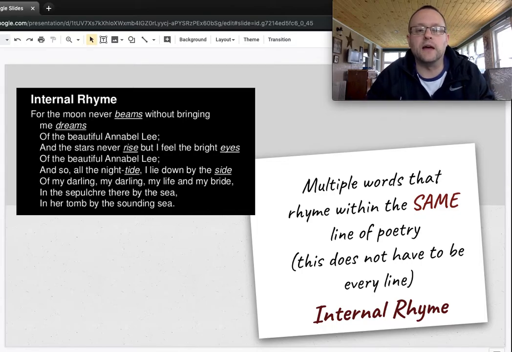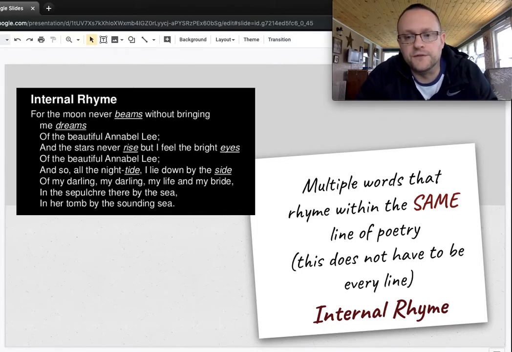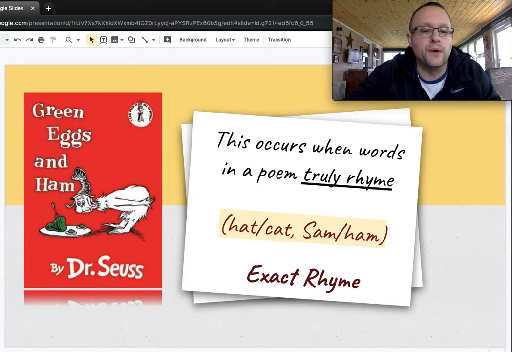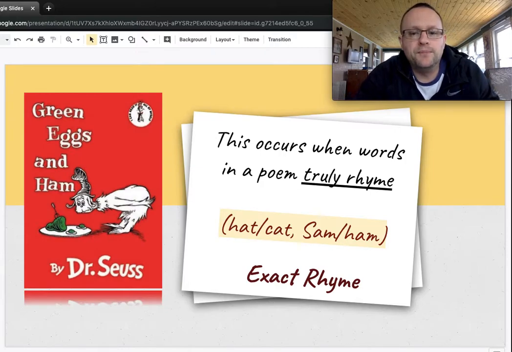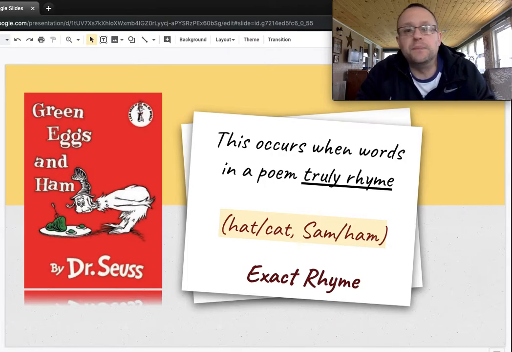So you can certainly have some crossover effect with the different types of rhyming that would be happening within a poem. Exact rhyme, and this is also called true rhyme. This occurs when words in a poem truly rhyme. So there is an exact, precise rhyme. So hat, cat, Sam, ham, those words rhyme. It's not that you have to manipulate the way that you pronounce the word, or that they almost rhyme, but these are all words that absolutely, truly do rhyme.